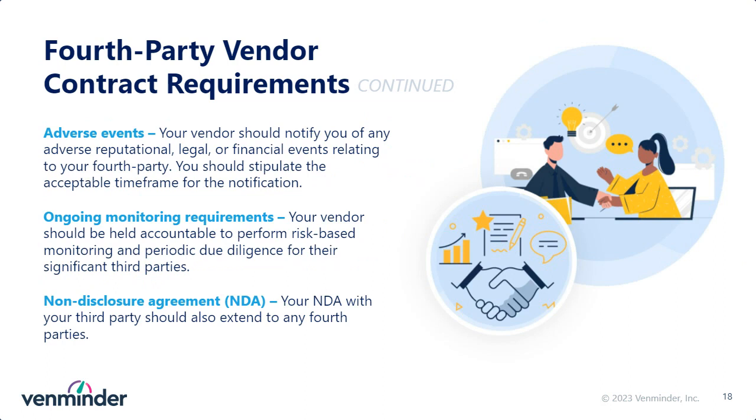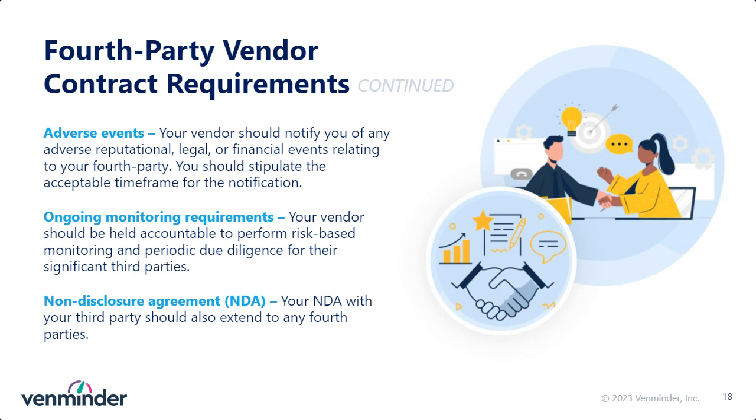Adverse effects. Your reputation depends on your third party's reputation, and their reputation depends on their third party's reputation. It's a vicious cycle, so you want to be sure that any adverse reputational, legal, or financial events related to your fourth party are addressed in contract language that would stipulate timeframes of notification, maybe cure periods, maybe possibly even termination or exit rights as it relates to adverse events that may occur with fourth parties. Something to consider in your contract.